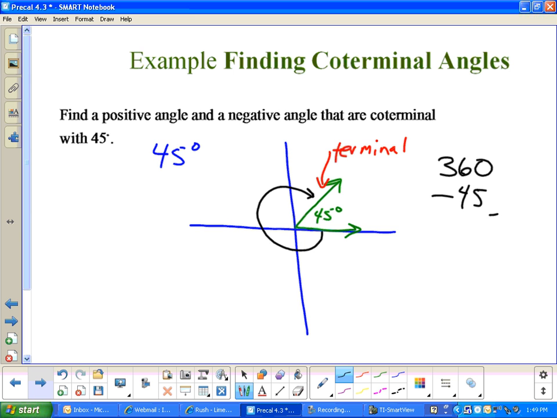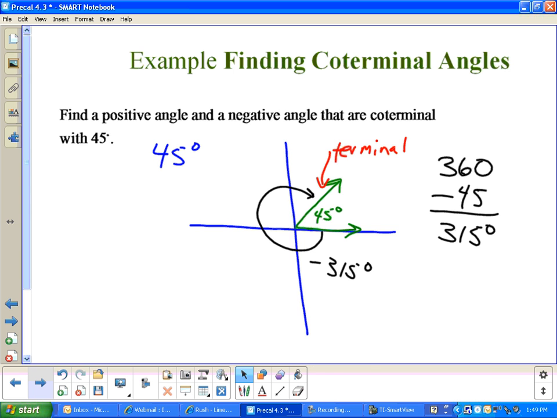360 minus 45 leaves 315 degrees. So if I want, I could end up in the same direction by going negative 315 degrees. Again, I'm going in the negative direction, so I've got to put a negative sign, but negative 315 degrees ends up at the exact same point. The other thing I could do is go around in the clockwise direction more than one time.